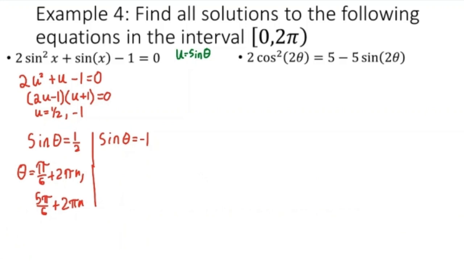On the unit circle, when would sine theta equal negative 1? That would be when theta equals 3 pi over 2. And there would only be one such angle since there's only one point with a y-coordinate of negative 1.